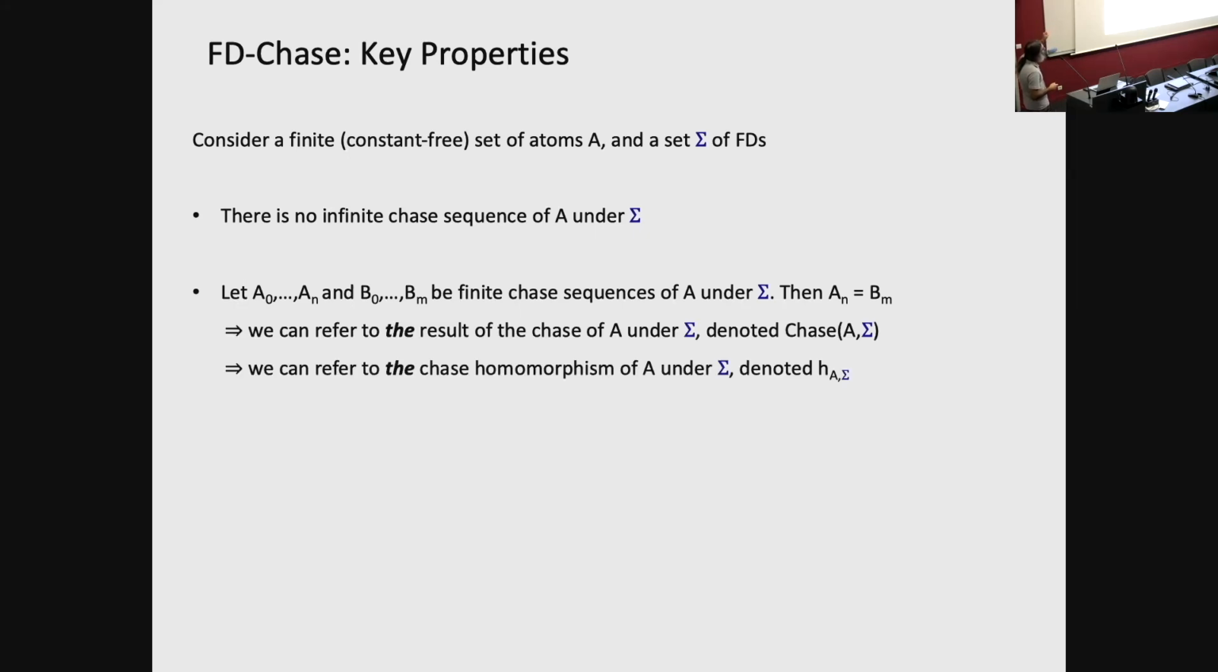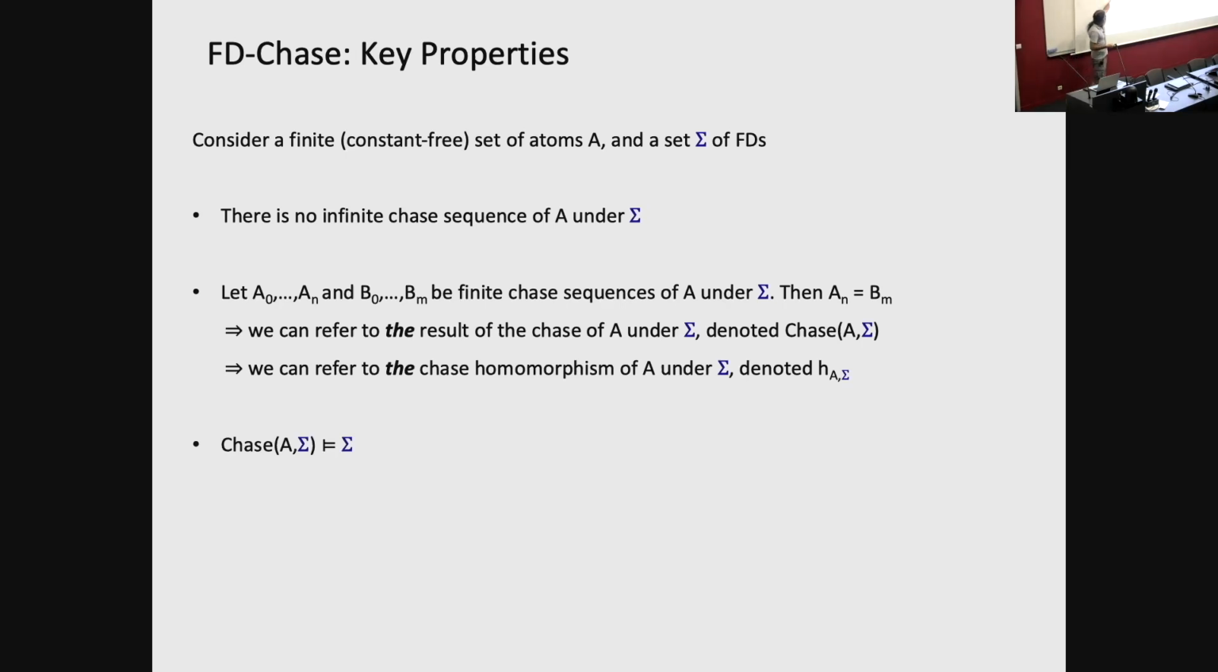This allows us to refer to the unique result of the chase of A under sigma, which from now on I will denote in this way. So no matter which chase sequence we consider, we will always get the same set of atoms. And this also allows us to refer to the unique chase homomorphism, right? Which I will denote in this way, H of A sigma.